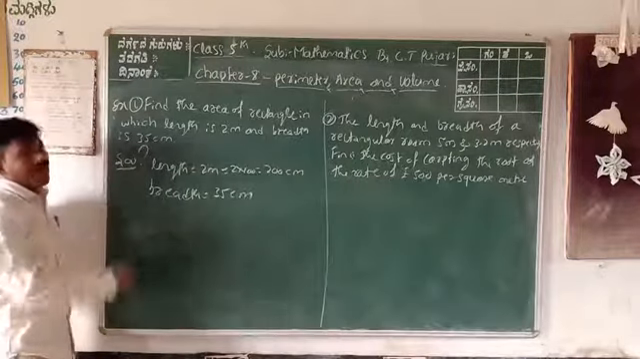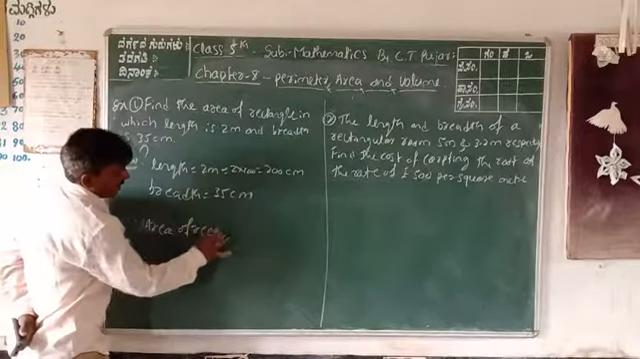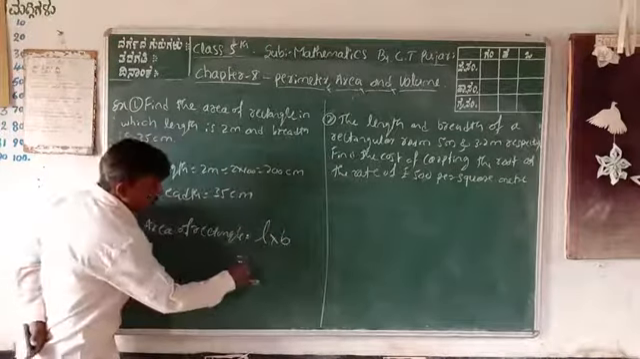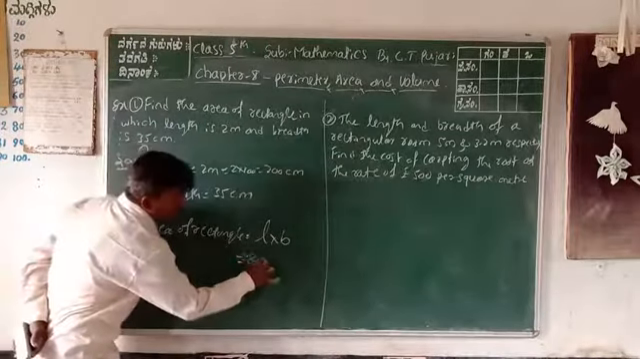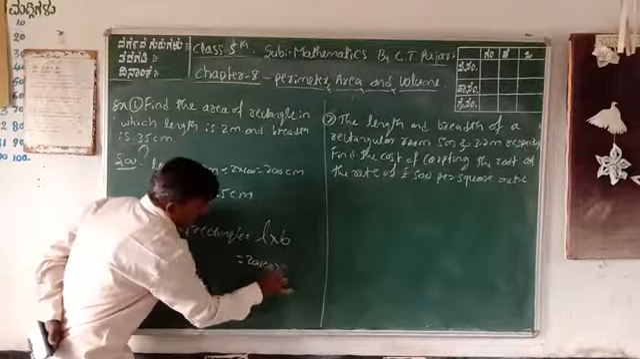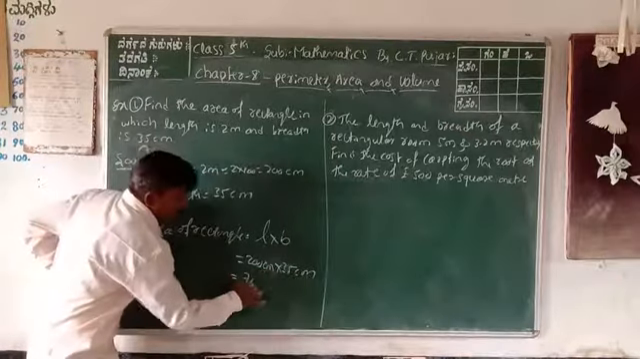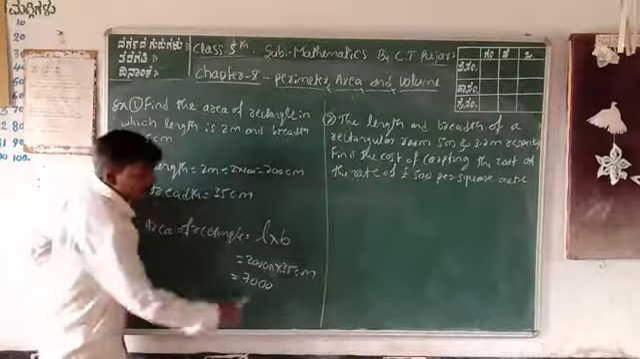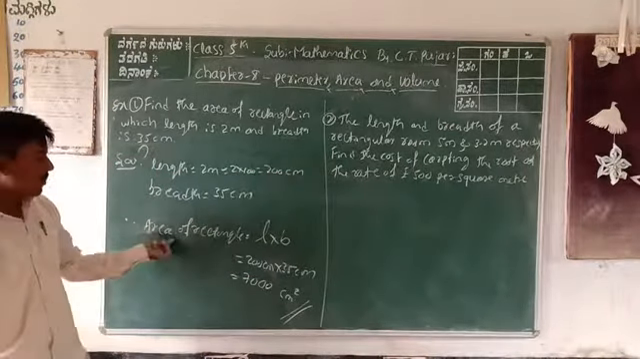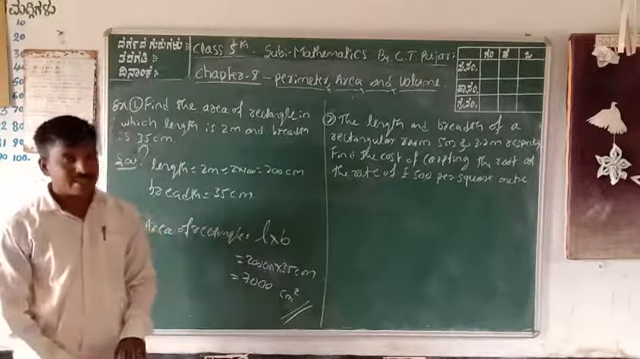You can find out the area of the rectangle. Therefore, area of rectangle is equal to length into breadth. Put the length value and breadth value. Length is 200, breadth is 35. 200 centimeter into 35 centimeter. Therefore 35 into 2 is 70, remaining 0, which gives 7,000 centimeter square. Therefore the area of the rectangle is 7,000 centimeter square.